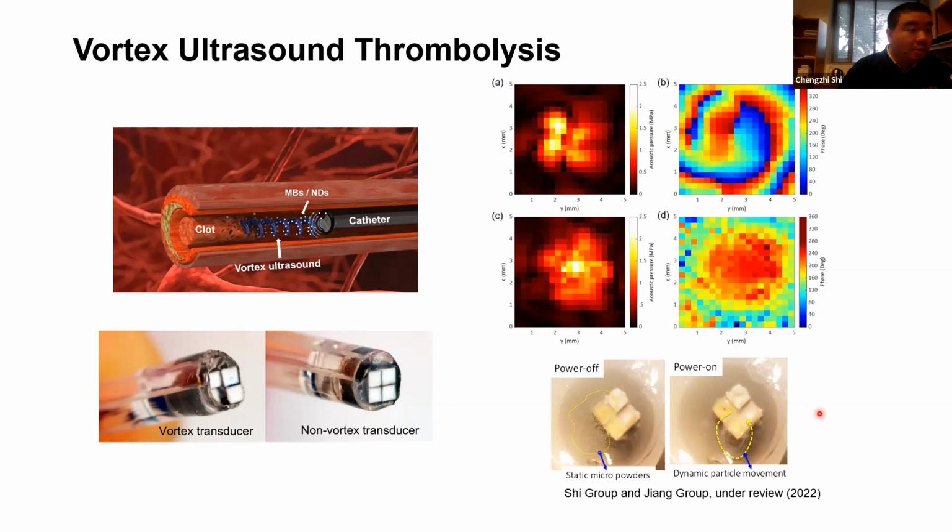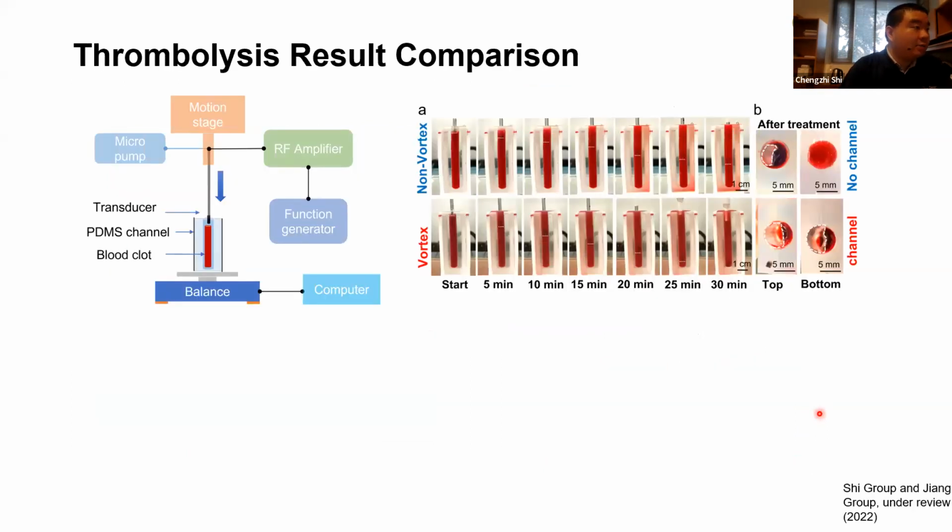So we went ahead and tested the efficiency of the thrombolysis using the Vortex ultrasound and the non-Vortex ultrasound. To achieve a fair comparison, we put it on a scale such that we can use the same push-through force so that these two results are comparable and they are treating the same blood clot. Okay, so you can see within 30 minutes, this Vortex ultrasound lyses through the whole blood clot here and then restores the blood flow. But for the non-Vortex ultrasound, it is just barely halfway through.